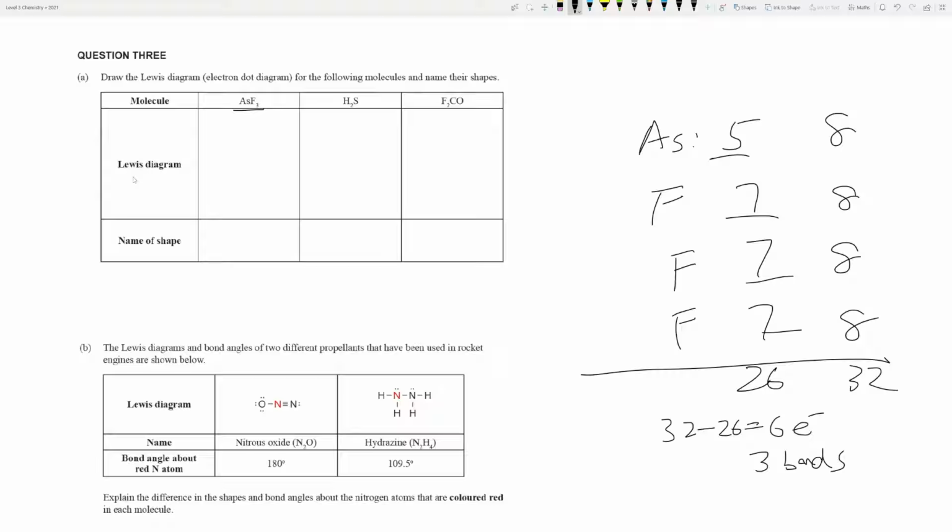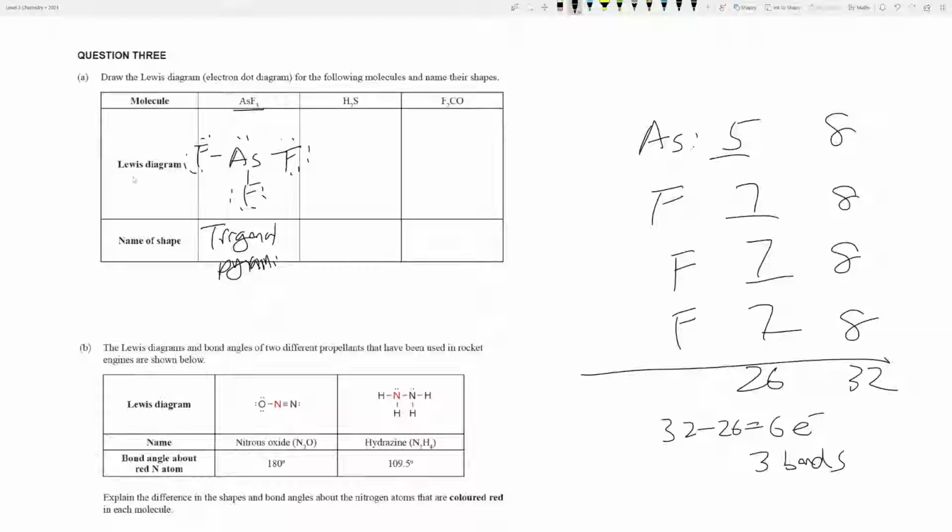All right, 3 bonds, that just means As with 3 bonds to F. Make sure every single fluorine has 8 electrons, and then we've got 2 left over here on the arsenic. So this is the trigonal pyramid.